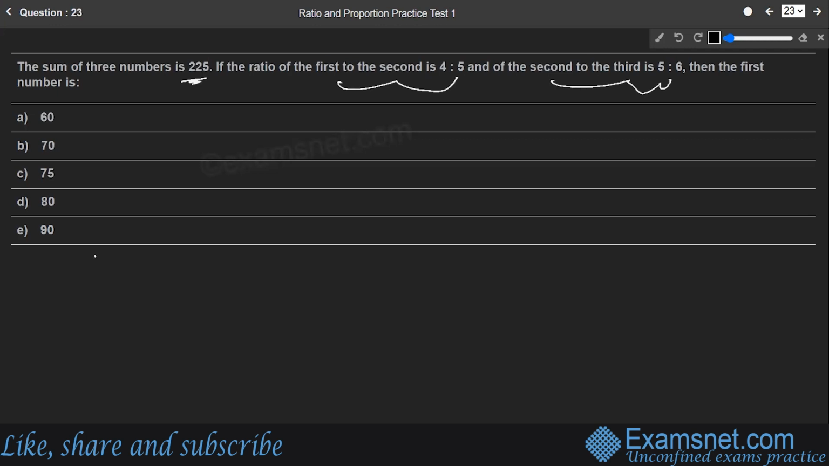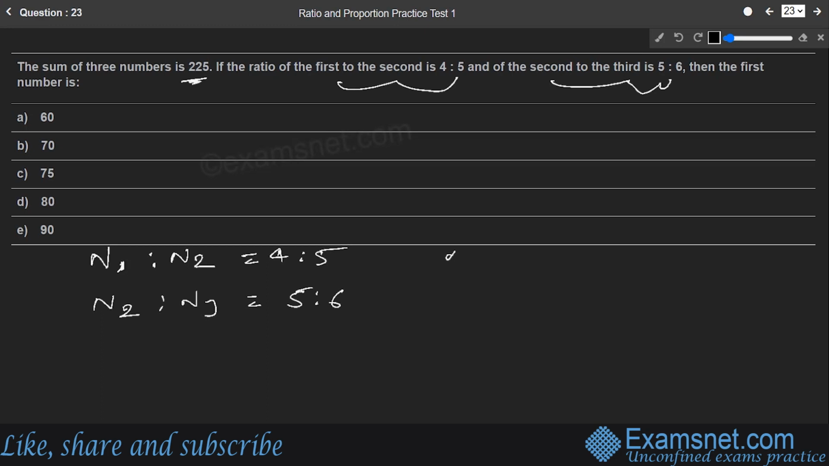So let's say first number is n1. The ratio between n1 is to n2, the ratio of first number to second number, they say as 4 is to 5. Second number to third number, that is n2 is to n3, they say is 5 is to 6. Then the first number is to find out.